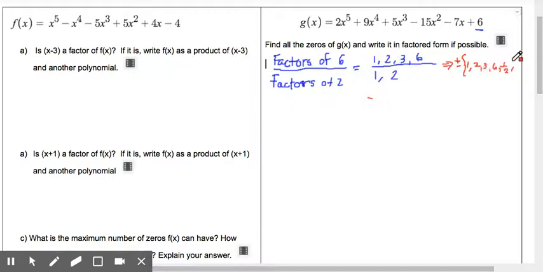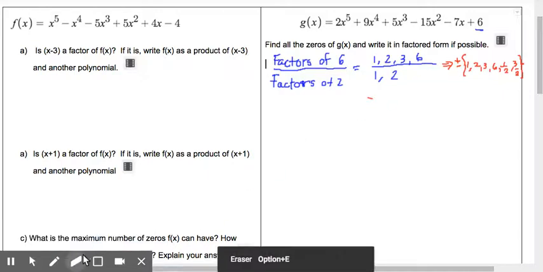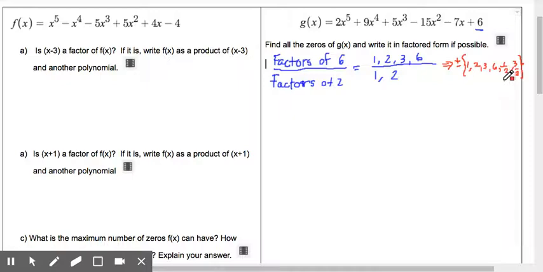3 halves. Okay, 3 halves, I can still insert it here. 3 halves. And 6 over 2 is 3. So we already have 3 in the list. So this is the complete list of the possible rational zeros. Again, these are the possible rational zeros because these numbers are rational numbers. So we call them rational zeros.